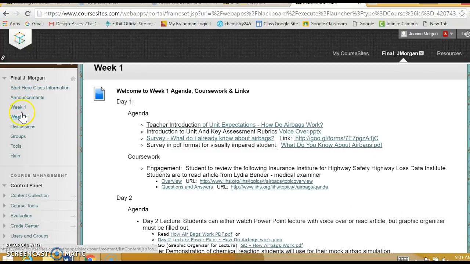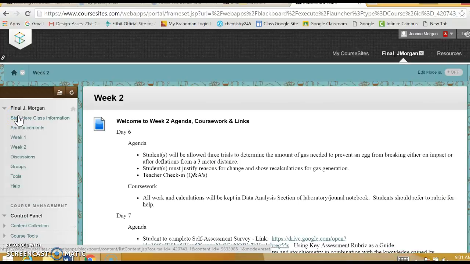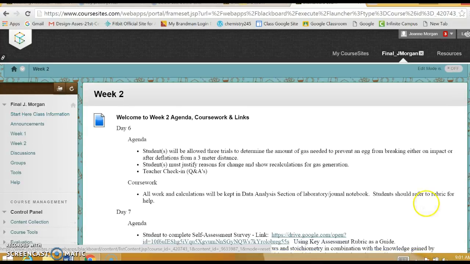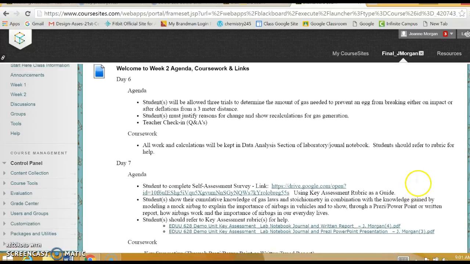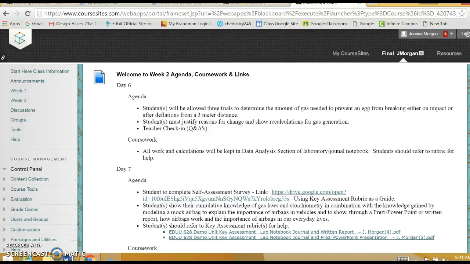Week 2, we can dig into week 2 here. Week 2 is where they actually are going to be doing their dropping of the egg and redoing their calculations if that first trial didn't work, so on and so forth, and then putting their presentation together. So they are working collaboratively together on this part, but their final key assessment is individual.